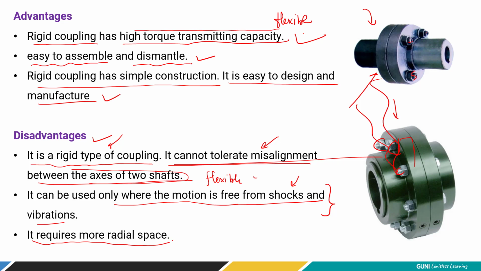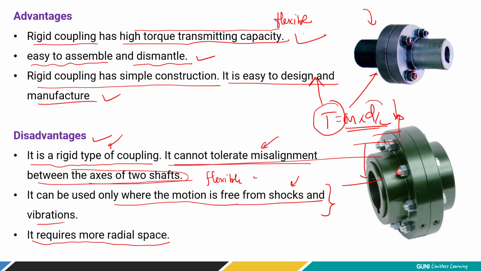It requires more radial space. Definitely, as the torque transmission capacity increases, you have to increase the diameter of these flanges, right? Because as per the design equations, to carry more torque, you have to provide more distance, right? Torque is nothing but moment into distance, or you can say radial distance, right? So if you want to transmit more torque and power, you have to increase this distance, keeping in mind the limitation of material limit of movement, right? So by making a larger disc in diameter, you can transmit more torque. But doing so, it requires more radial space.